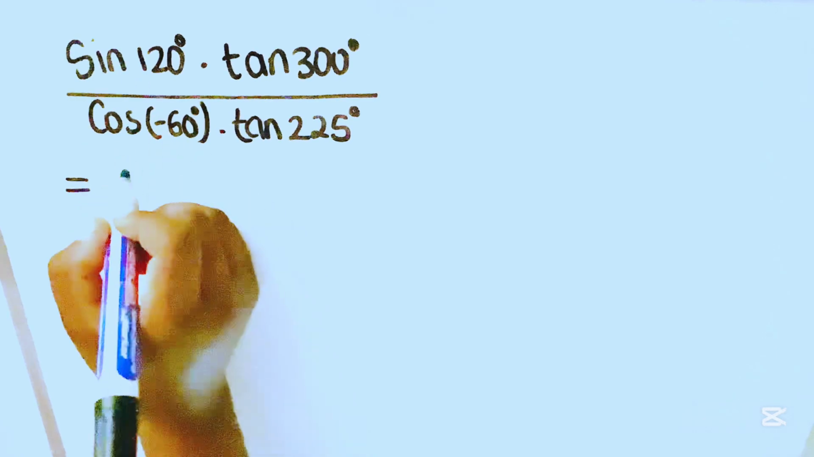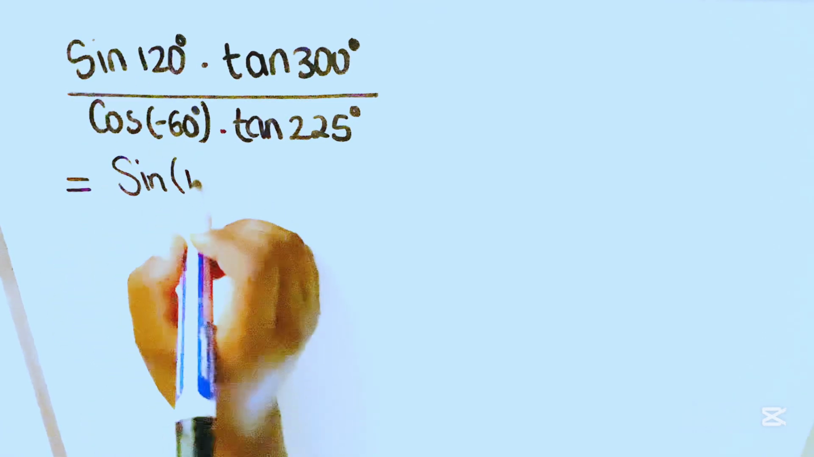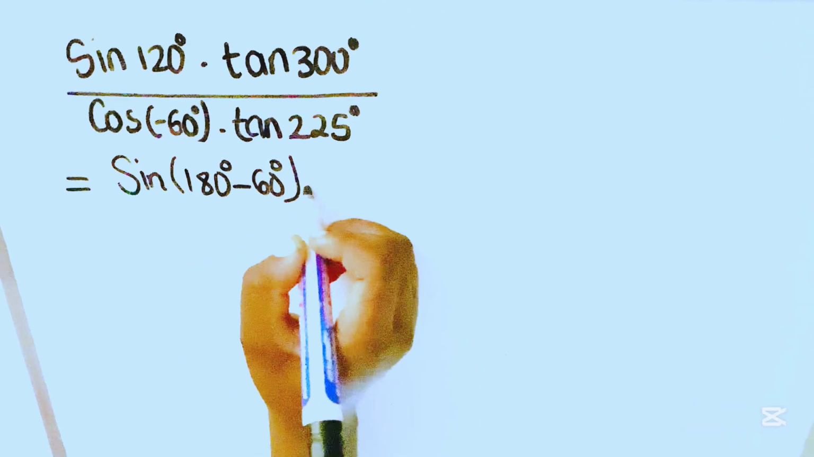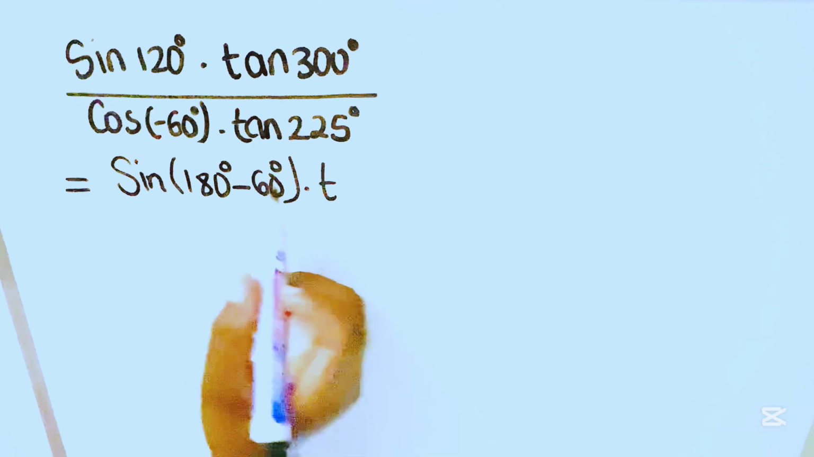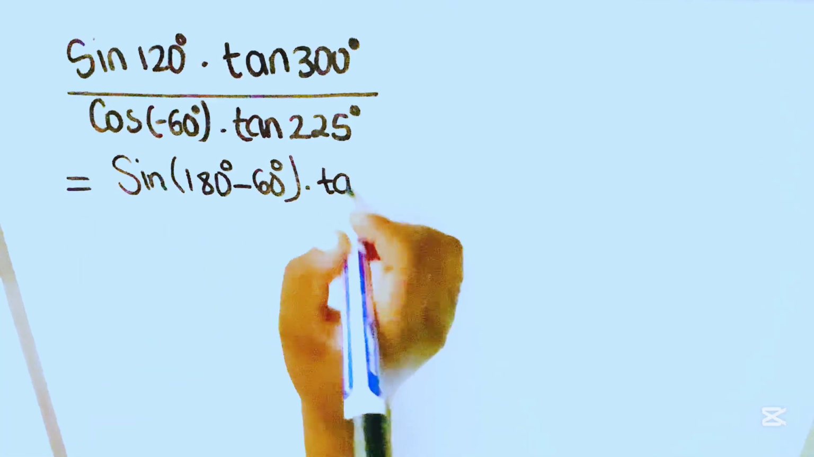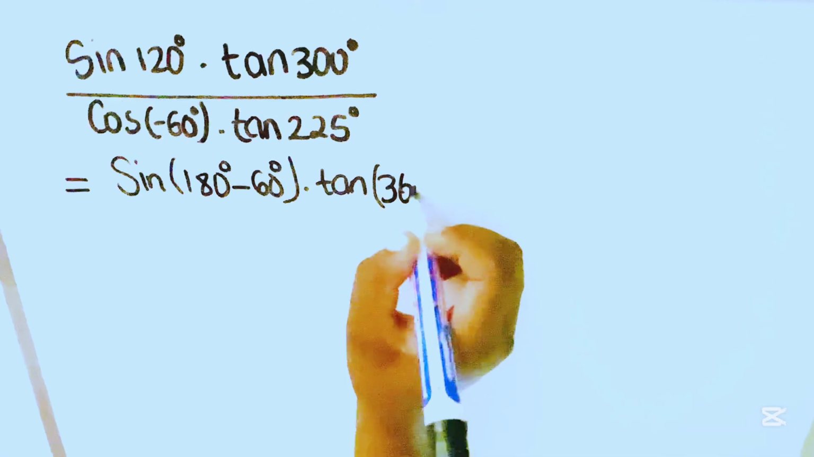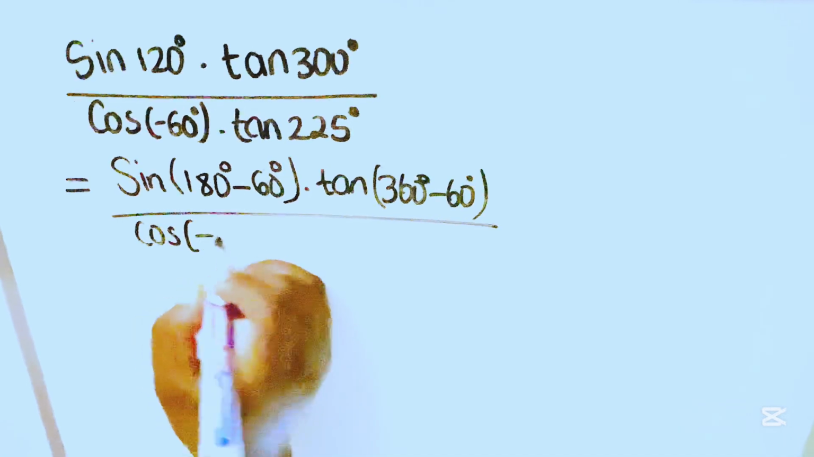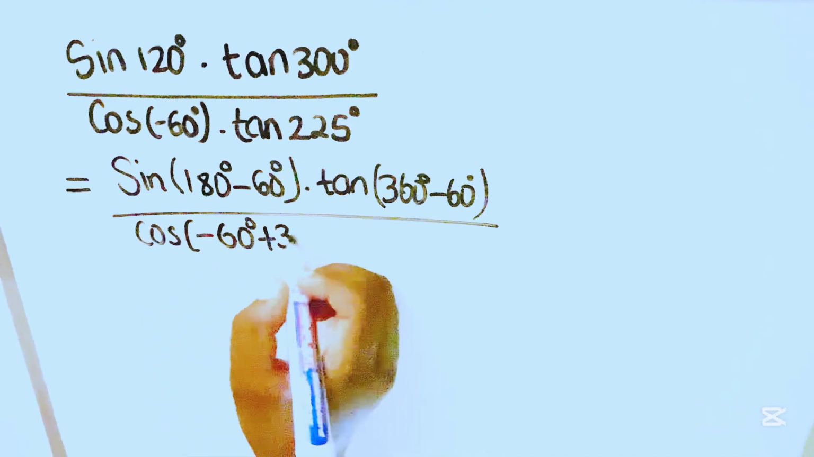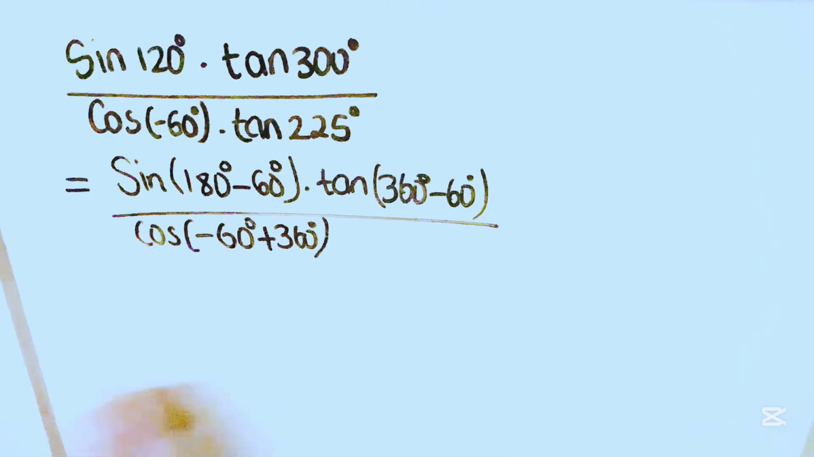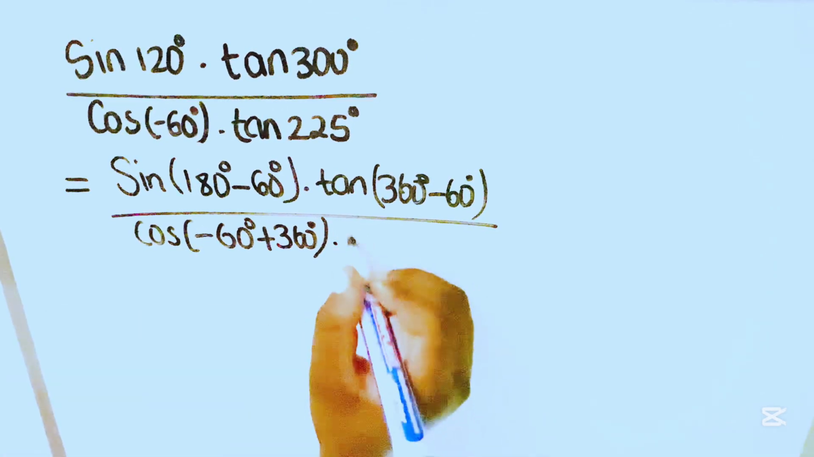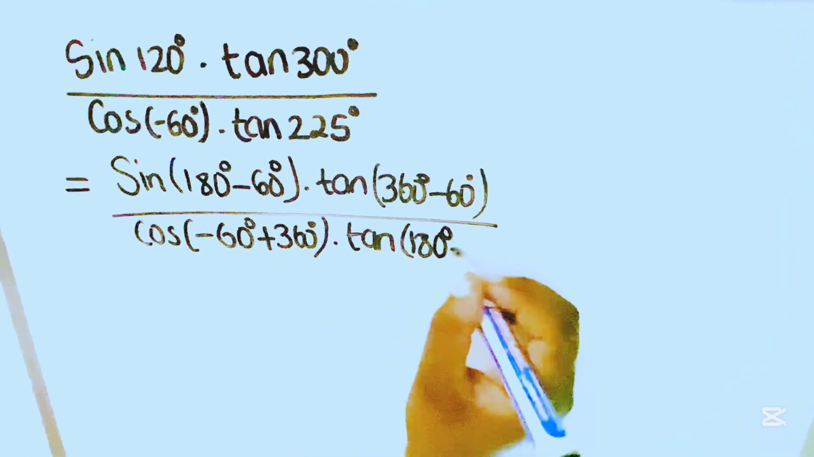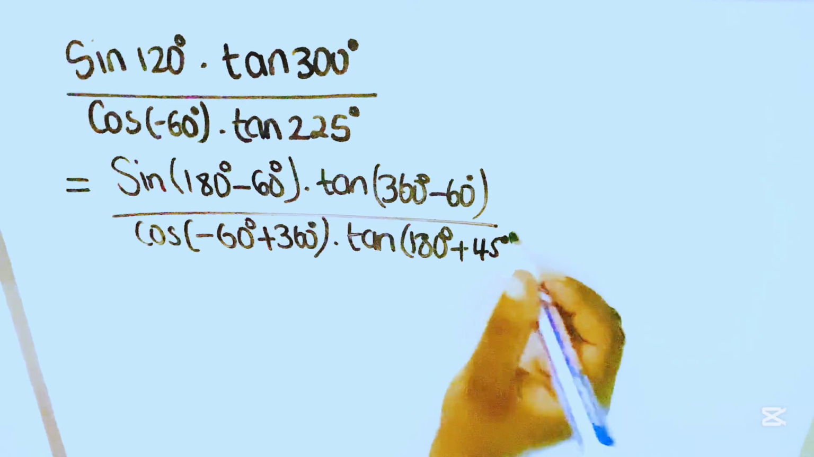The sine 120 will be sine of 180 degrees minus 60. Definitely when you say 180 minus 60 will be 120. The tan will be 360 minus 60. In this case, with the negative 60, we'll add 360, so it will look exactly the same as the reduction formula. The 225 will be 180 plus 45 degrees.